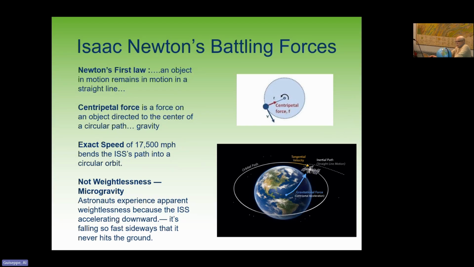And it's Isaac Newton's battling force. We've got Newton's first law, you're trying to go that way, and centripetal force is trying to pull you this way. So at a very exact speed of 17,500 miles an hour at their altitude, it just curves their path around. So they're in constant fall, but they never catch up with the bottom of the elevator shaft. They just keep going round and round. When I looked at this, I said, well, okay, now I understand. And the first people to actually feel the weightlessness of outer space was Apollo 8, as they went to the moon and back.